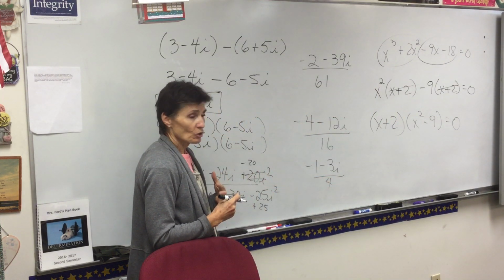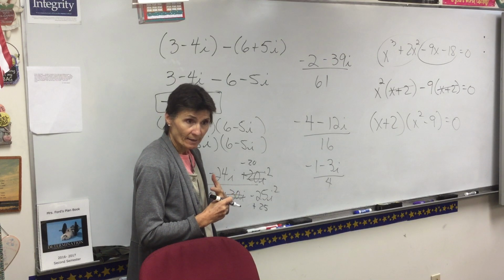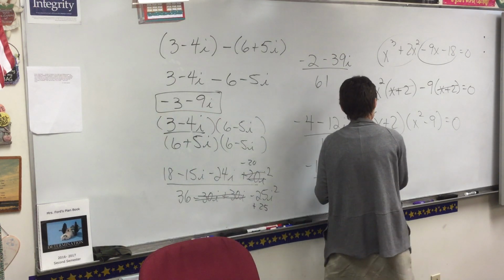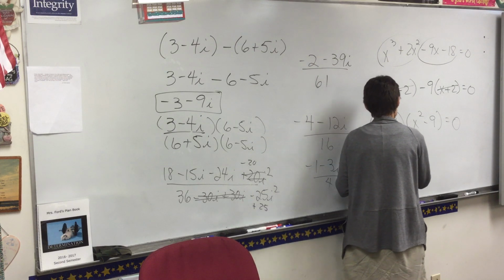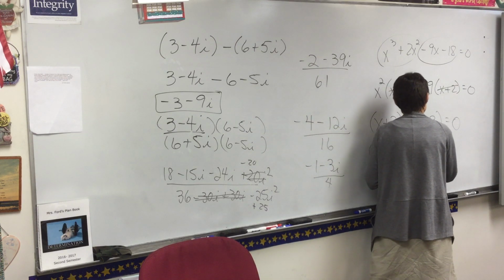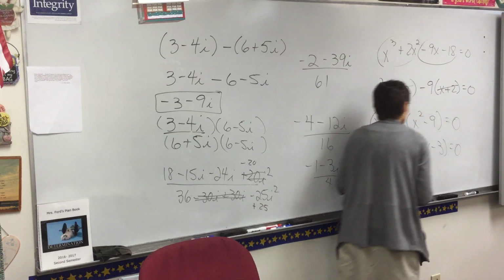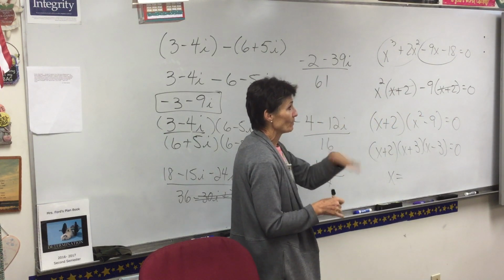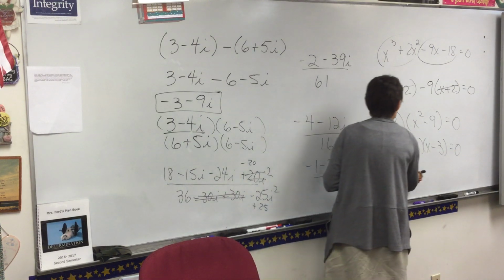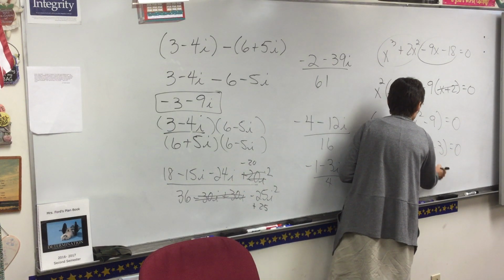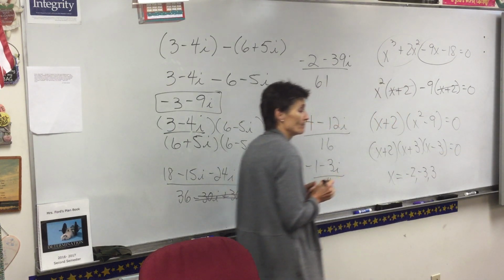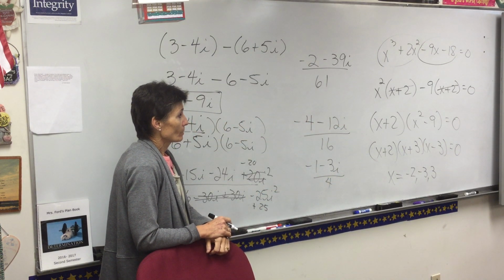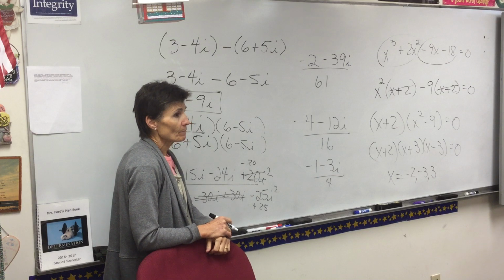And what's special about x squared minus 9? It factors into x plus 3, x minus 3. And then I can say my answers are the opposite of what's in the parentheses. So -2, -3, and 3. All right, Toby? Yep.